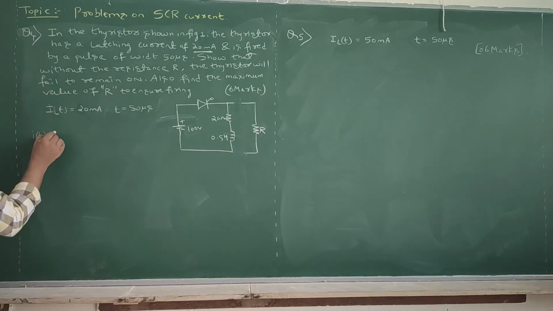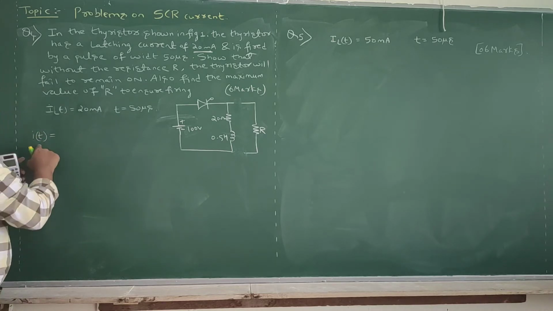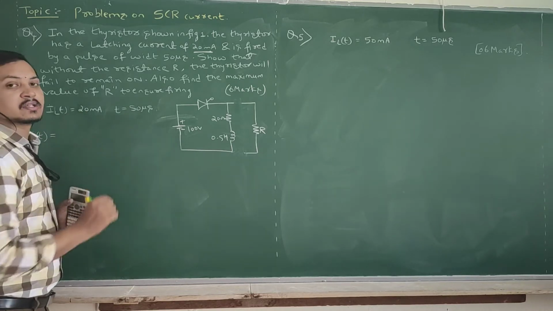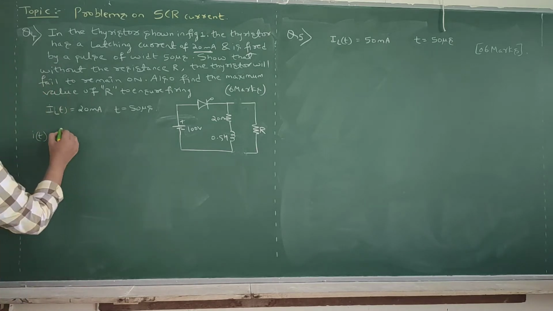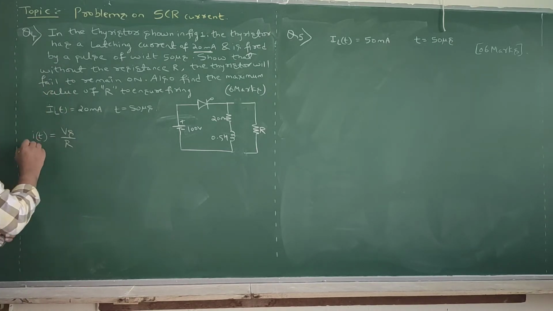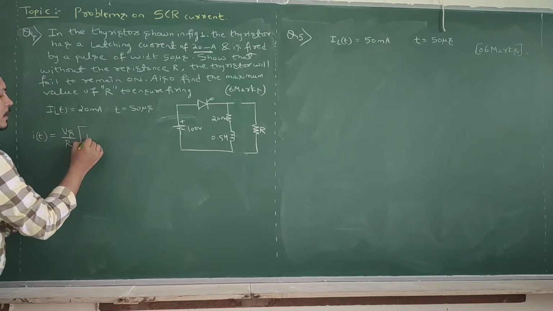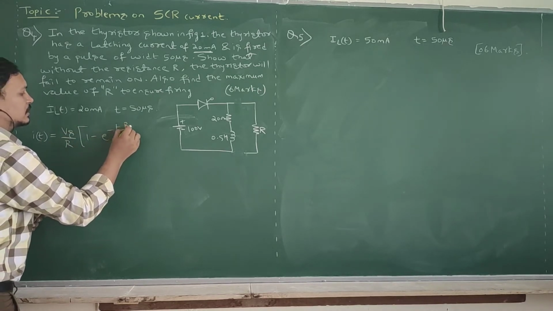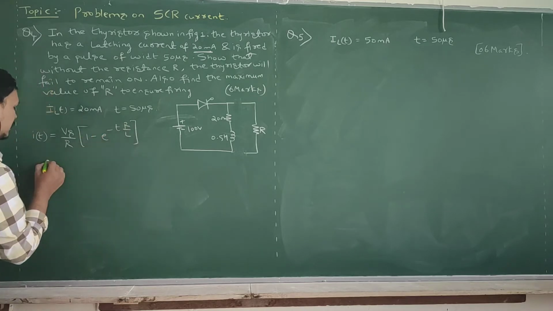Guys, look here. First, we calculate the circuit current. If the circuit current reaches this value, definitely SCR will turn on. Let's check it with the values. What is the formula? Sorry, I of t is equal to Vs by R into 1 minus e to the power of minus t R by L. Enter all the values.